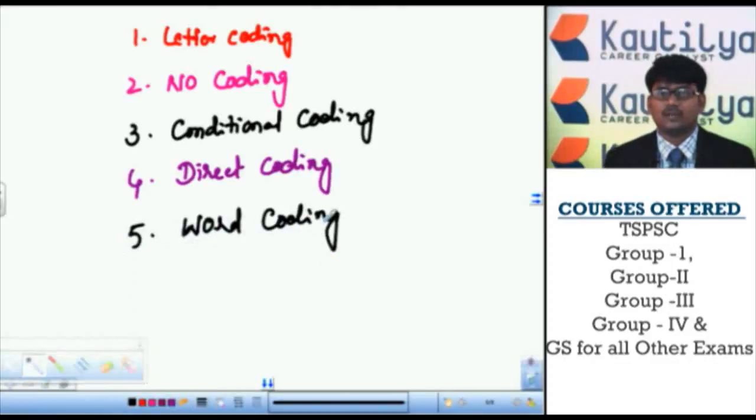Then we have 5 types of problems in coding decoding: letter coding, number coding, conditional coding, direct coding, and word coding. In banking examinations, they frequently ask word coding and conditional coding. It gives 5 marks in every examination frequently. We have to know about all those coding decoding processes, but we have to mainly concentrate on conditional coding and word coding. First we are going to discuss letter coding.